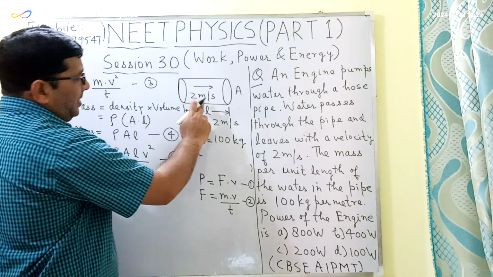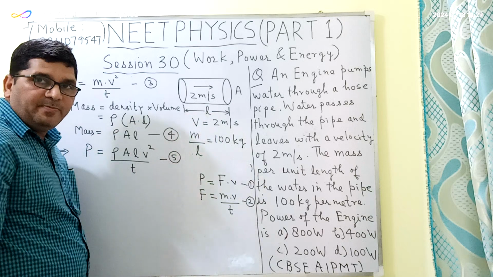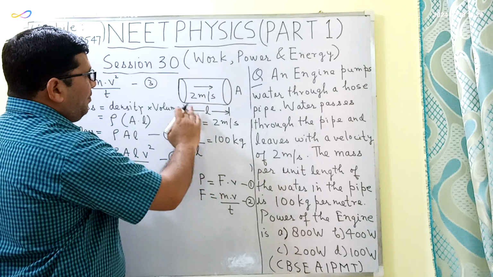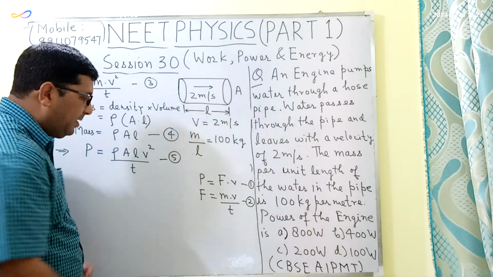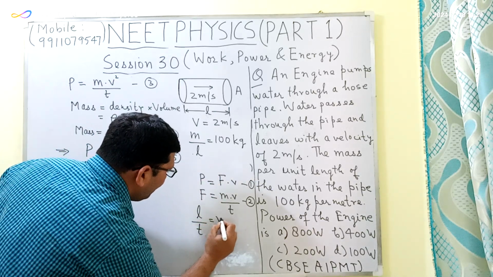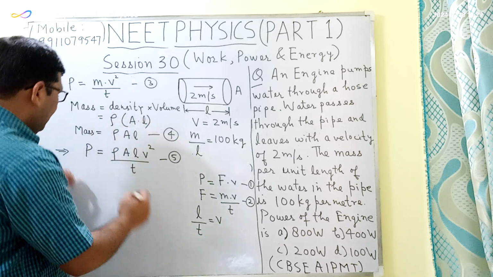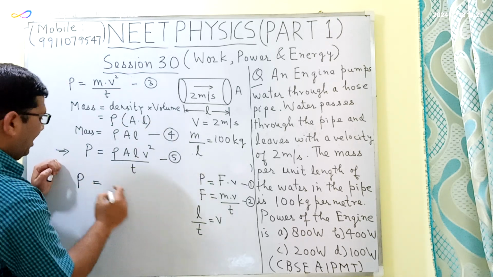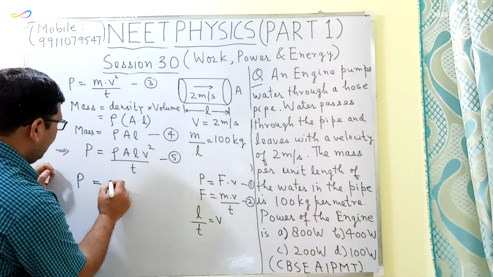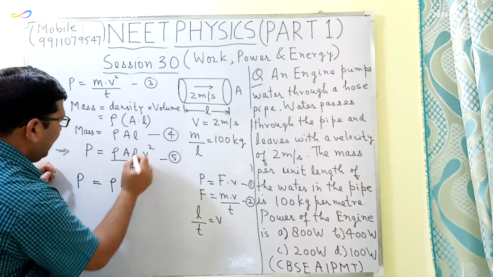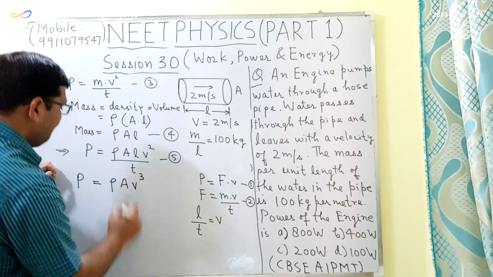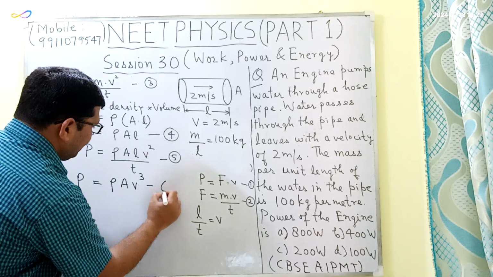Now, if L is the length of this hose pipe and T is the time taken by the water to pass through it, then L upon T will be equal to velocity. So I will substitute this value of L upon T, which is equal to V, in equation number 5. So I get rho A times L upon T, which is V, and V into V square is equal to V cube. This is equation number 6.